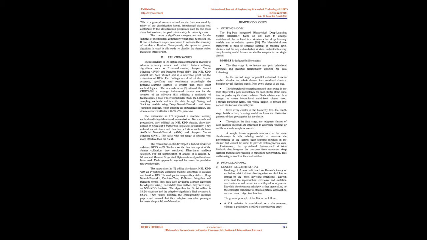The first stage is to isolate and pick behavioral attributes and material functionality utilizing big data technology. In the second stage, a parallel enhanced k-means method divides the whole dataset into one-level clusters. Samples reveal identical trends in every cluster of the tree. The hierarchical clustering method takes place in the third stage with a poor consistency for each cluster at the same time as producing the cluster subtree. Such subtrees are then merged to create hierarchical multi-level cluster trees. Through particular terms, the whole dataset is broken into various clusters on several layers.